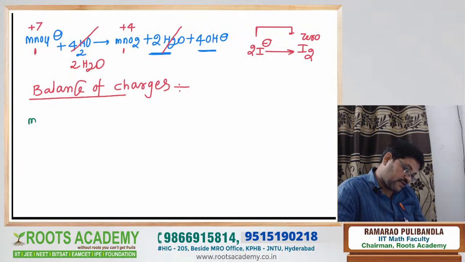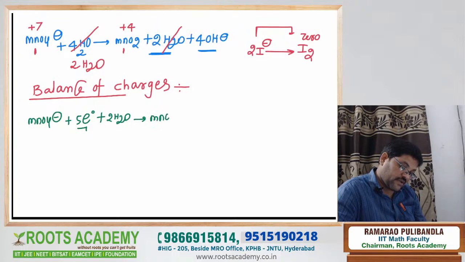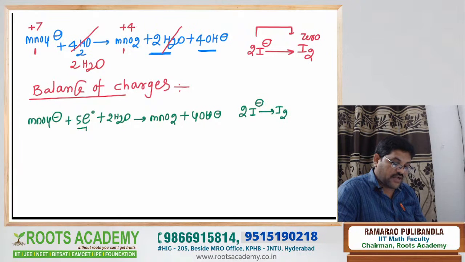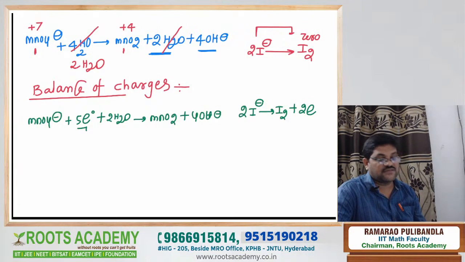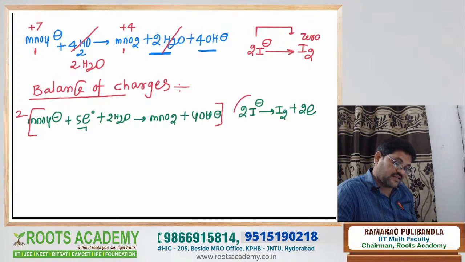Now what you write here regarding balancing of charges? MnO4 minus plus 5 electrons plus 2H2O gives rise to MnO2 plus 4OH minus. Oxidation means losing of electrons: 2I minus gives rise to I2 with loss of 2 electrons. Here 5 electrons are there, here 2 electrons are there. So this equation is multiplied by 2, and this equation is multiplied by 5.